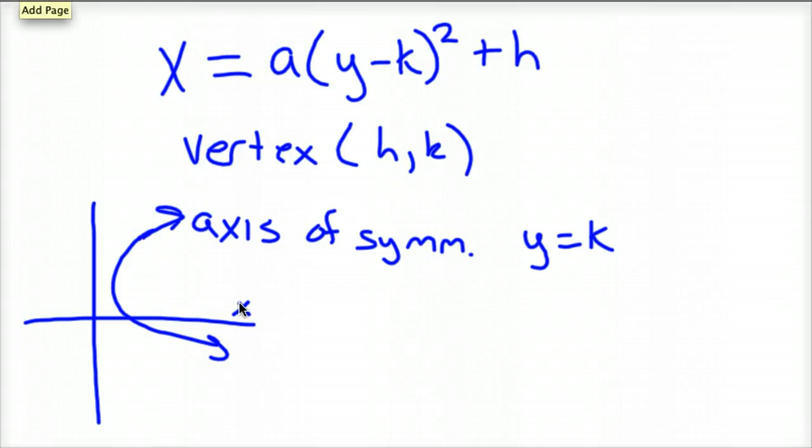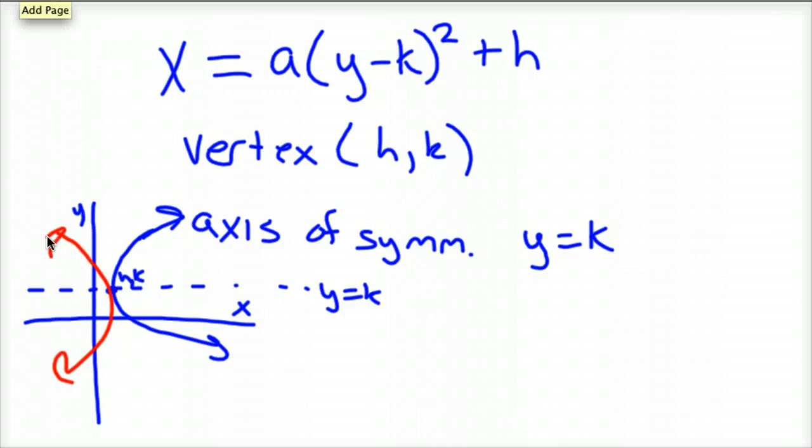So this is your x-axis, this is your y-axis. This would be your dotted line for your axis of symmetry, because this would be y equals k, and this is your (h, k). Obviously this is if a were positive. If a were negative, it would open the other direction.